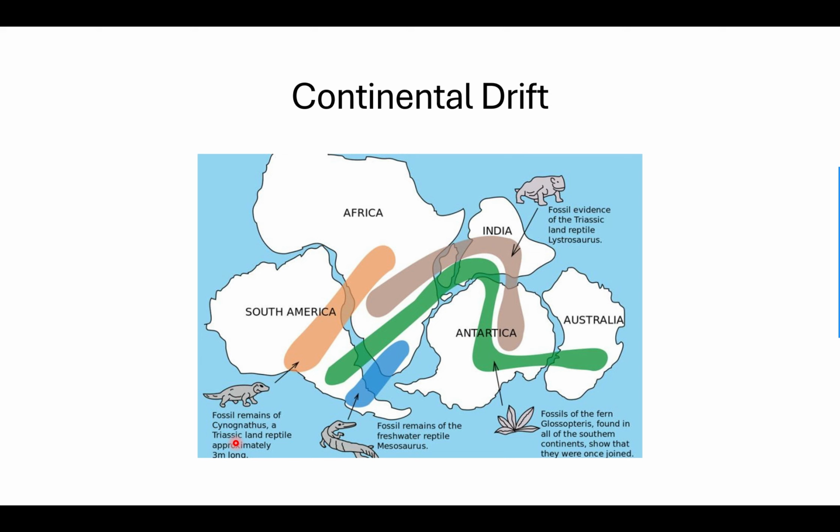And similarly, Cynognathus, which is a land reptile, was shared between South Africa and America. So this is some sort of biological evidence. And a freshwater reptile was found in Africa and South America, suggesting that these were connected. But there is also geological evidence that pointed to these continents being connected earlier, like deposits of certain minerals or certain geological formations that help us understand these things.